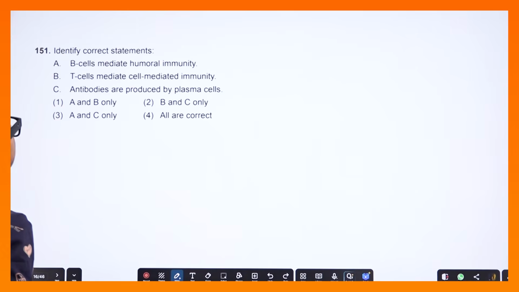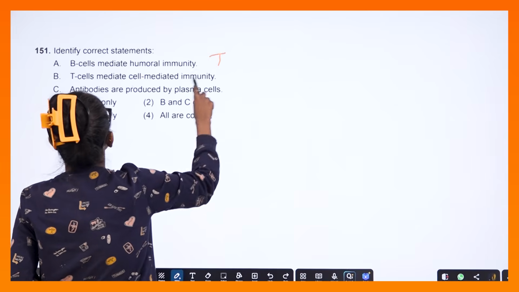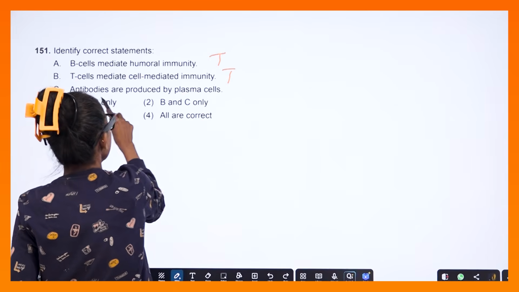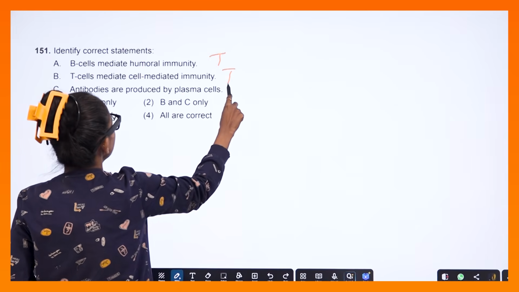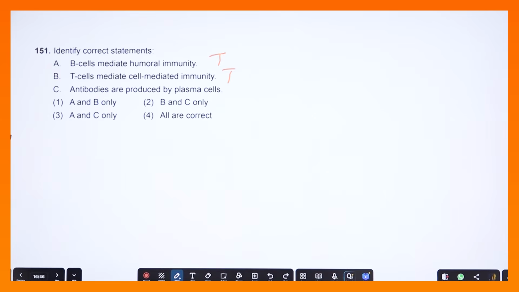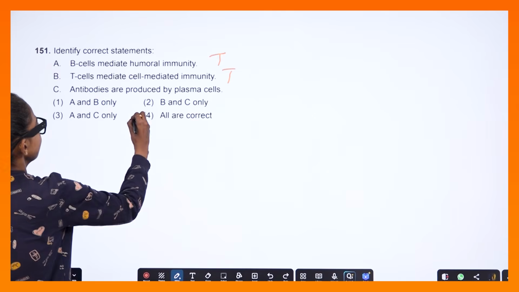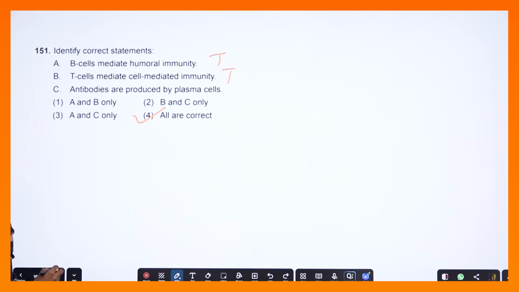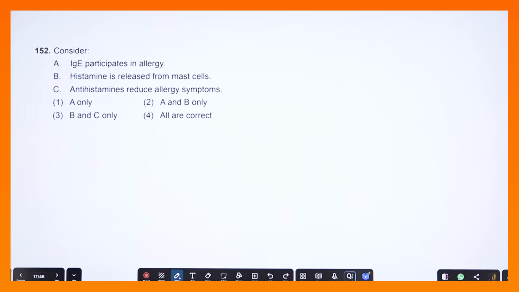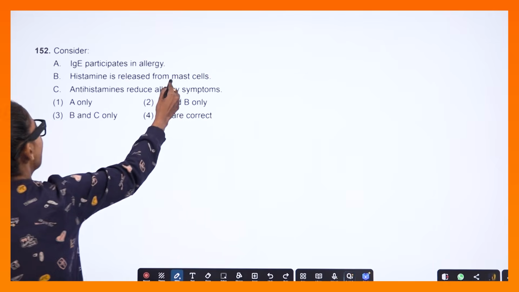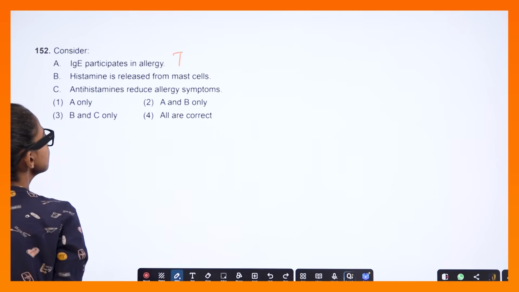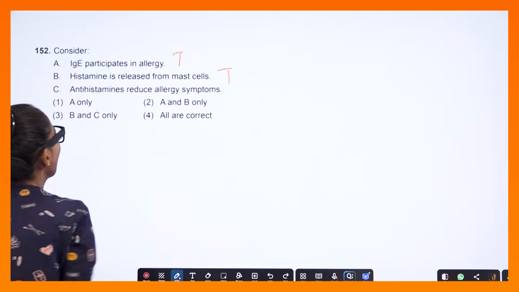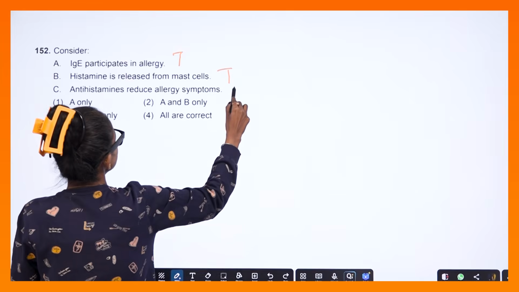Okay, B cells mediate humoral immunity. Correct. T cells, cell mediated. Correct. Antibodies are produced by plasma cells. Yes, all are correct. Let's move on. IgE participates in allergy. True. Histamine is released from mast cells. True. Antihistamines will reduce allergic symptoms. True.